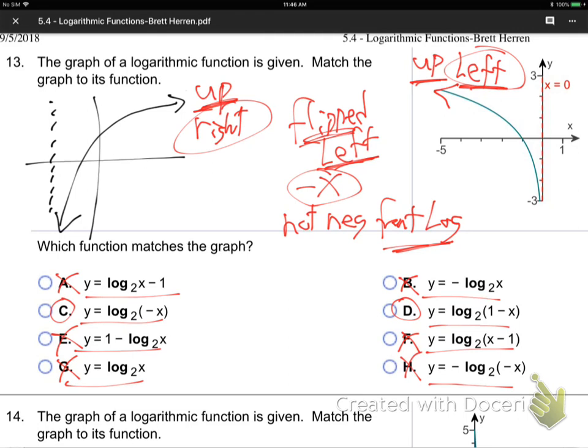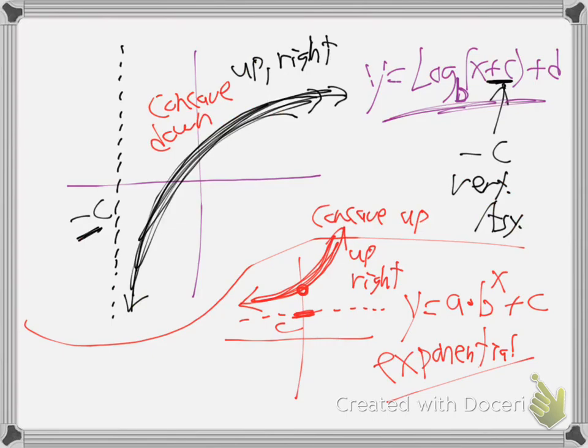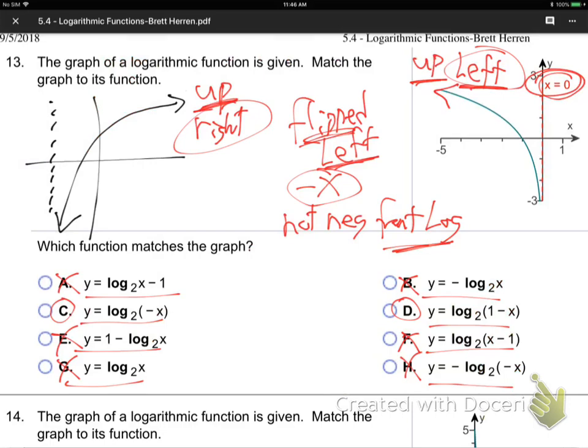Look for the vertical asymptote. Now, where is our vertical asymptote? Well, it's at 0. Which means, now where's the vertical asymptote in the equation? It's the number in the parentheses next to x. Right, the opposite of it is where the vertical asymptote is, huh? So if x is 0, what we should have in the parentheses is nothing. So it's C. It can't be D.